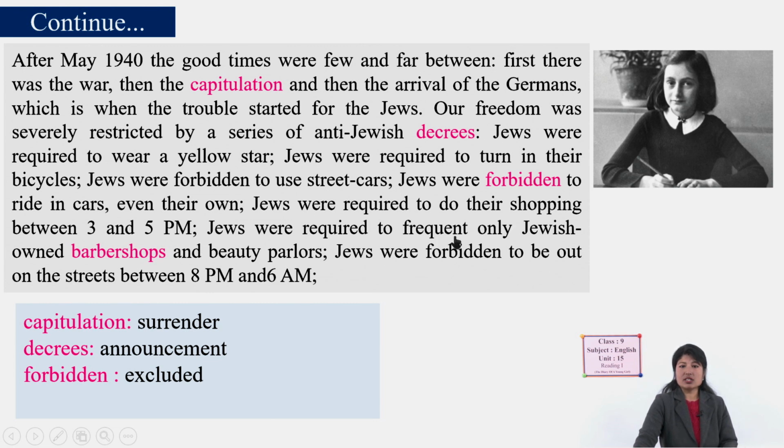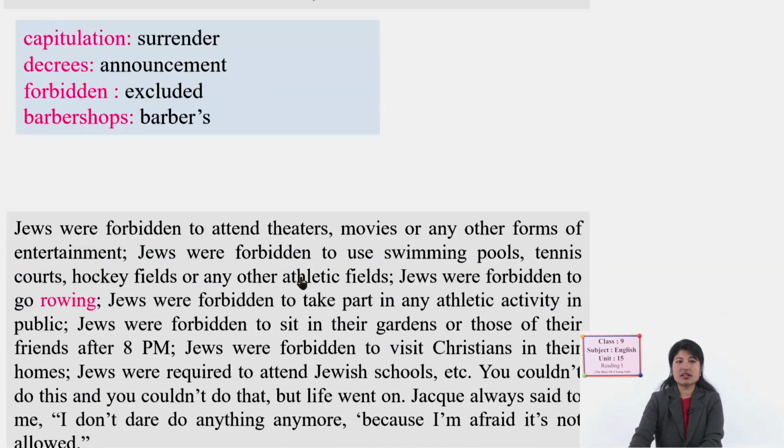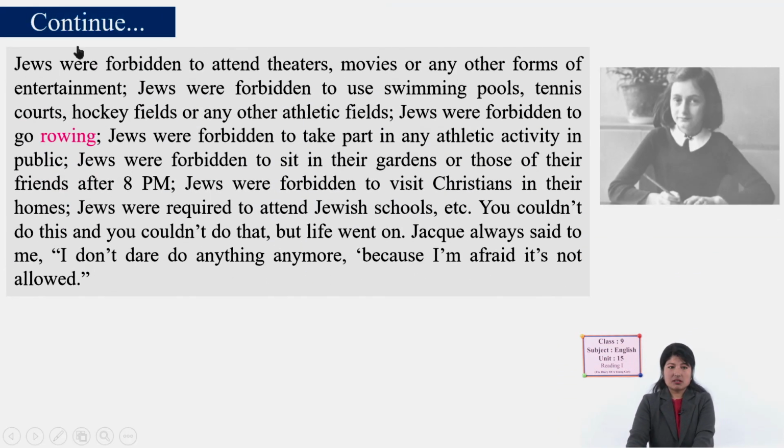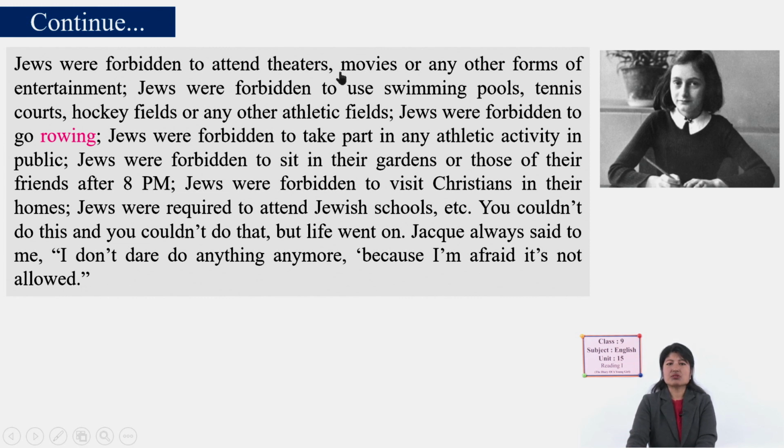They could only visit barbershops owned by Jewish people to get their hair cut, and they could go out on the street only between 8 p.m. and 6 a.m. So a time restriction was there for them, and Jewish people were not allowed to use theaters, movies, and then even swimming, tennis, hockey, so many entertaining activities.